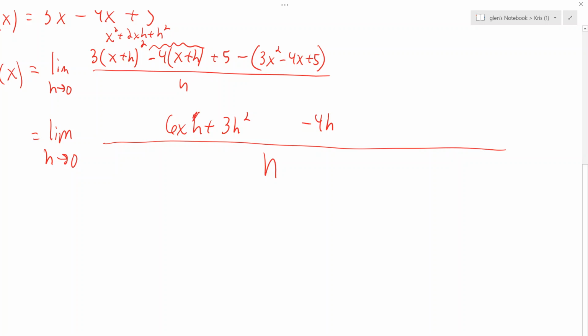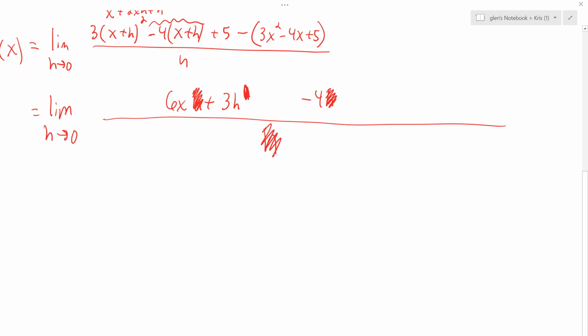So this h is going to become a 1. That goes away. H squared here becomes just an h. And this h is going to become a 1. And that cancels with that. I divided h into all those things. And then if I put a 0 in for where that h is, you get 6x minus 4. Super sweet, okay? The last one had 2 steps in it.